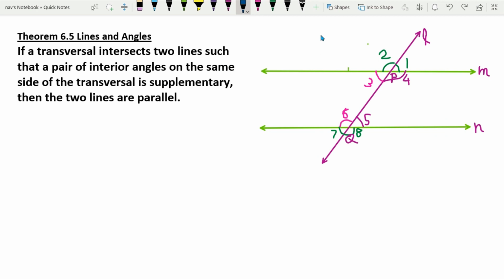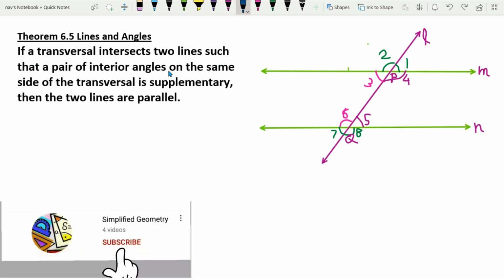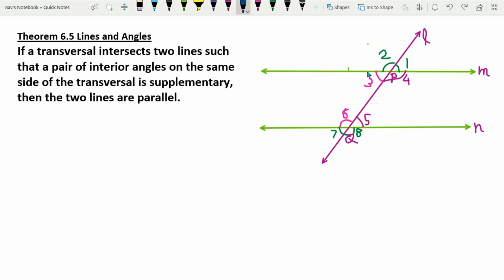Today we are going to learn Theorem 6.5 of lines and angles. The theorem states that if a transversal intersects two lines such that a pair of interior angles on the same side of the transversal is supplementary, then the two lines are parallel.